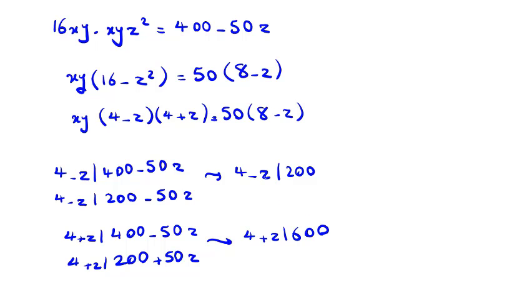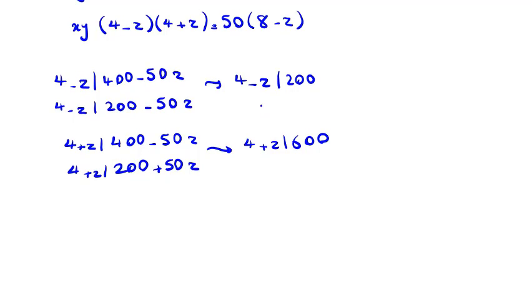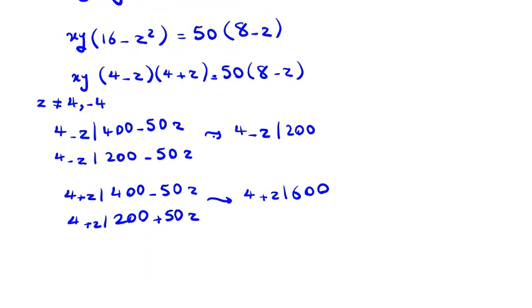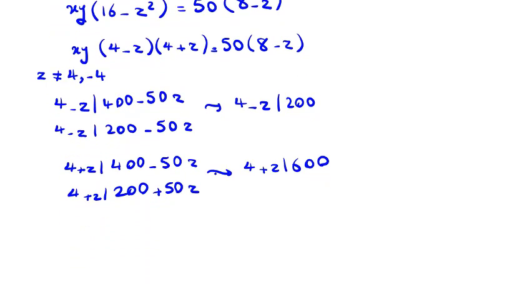Now from here we know x, y, z are integers, so 4 minus z, and let me tell you something: here 4 minus z and 4 plus z are not 0. Why? Because if 4 minus z equals 0, then the right side equals 0, then z equals 8. So we can conclude the left side is not 0 because the right side is 0, and the right side is only 0 when z equals 8. And if you replace z equals 8 here, you will see it's not okay. So z is not equal to 4 or negative 4, because in these two cases, only the left side is 0. And so we can write these divisibilities.